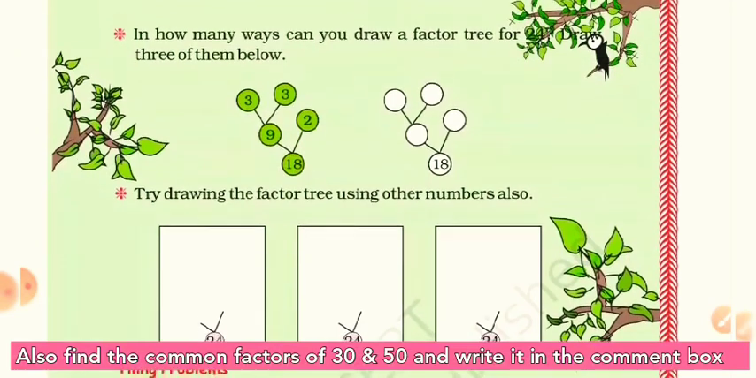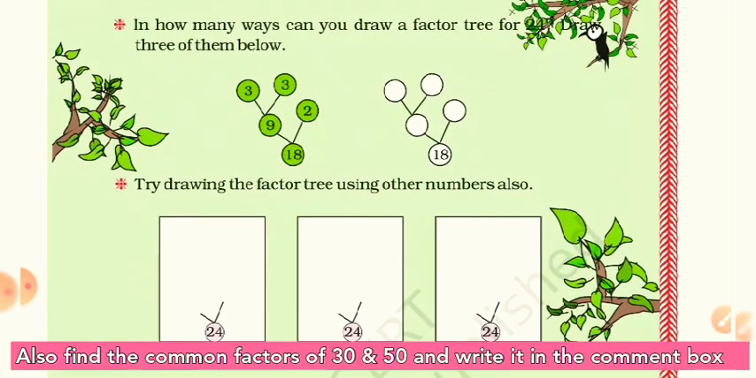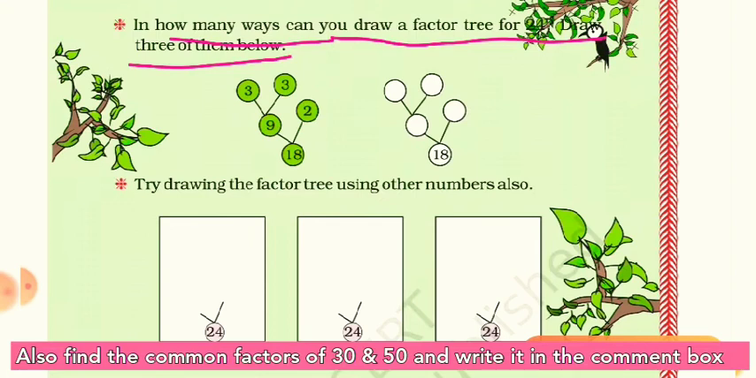Now come to the next, which is the last topic, factor tree. The question is, in how many ways can you draw a factor tree for 24? Draw 3 of them below. Here you can see that 18, yes, the factors of 18 are 2 and 9. Then 2 has no factor except 1. So come to 9, it has 3 and 3 as factors. In this way it looks like a tree, so it is known as a factor tree. I hope you have understood.